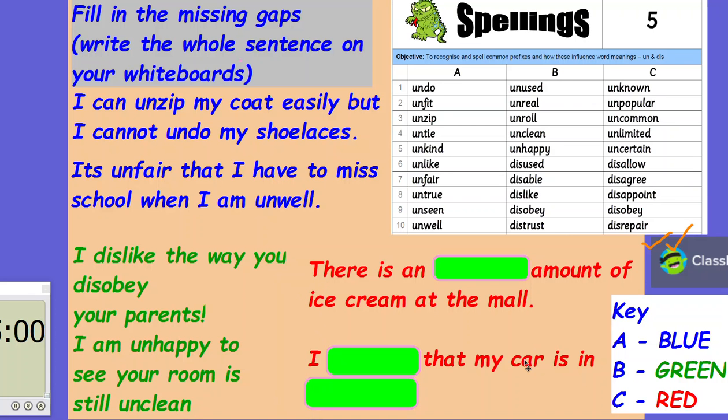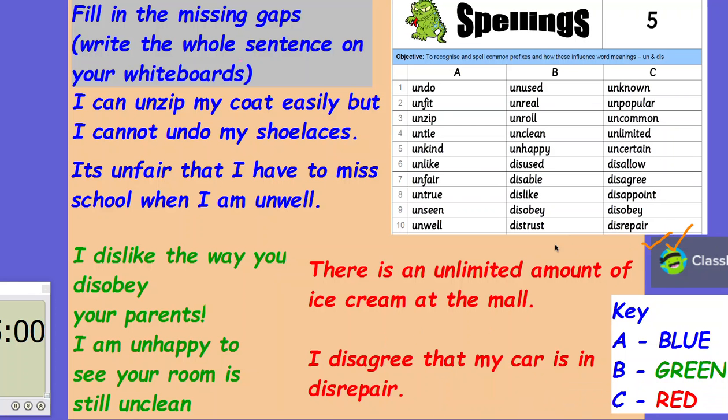And here is the red sentences. This is for group C. There is an unlimited amount of ice cream at the mall. Okay, unlimited is the word I used there. If you got that one correct, you can give yourself a dojo. And in the last one, I disagree that my car is in disrepair. Okay, so again, if group C, if you got both of those ones correct, you can give yourself a tick, which will be a dojo point.